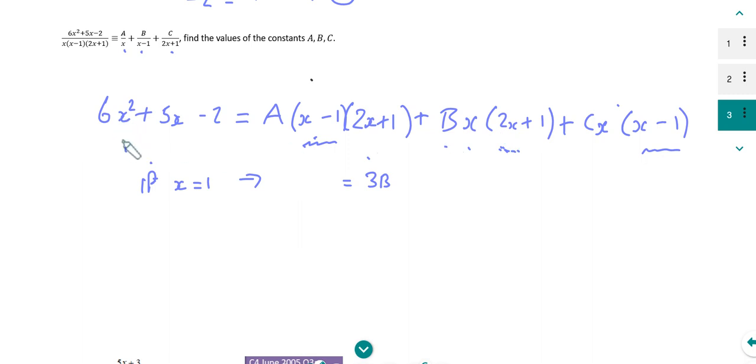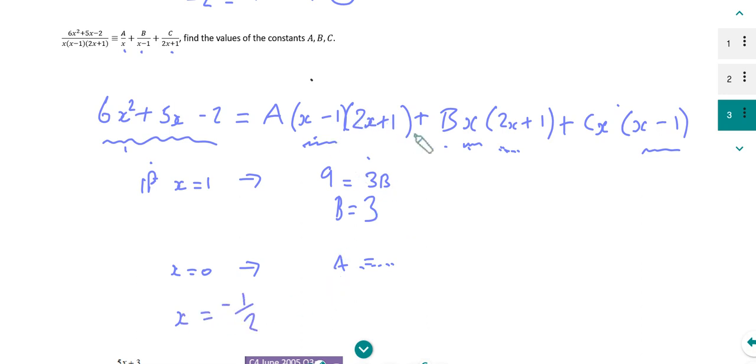What's it equal to on the left? Well, we just put it in over here. So 6 plus 5, so it's 11, minus 2, so it's 9. So quite quickly I can work out that B is equal to 3. What other numbers would I try? Well, 0. I could try x equals 0 to get my value for A. That will lead to A equals something. And then a bit more complex, but I could use x equals minus a half. And that will enable me to work out C.